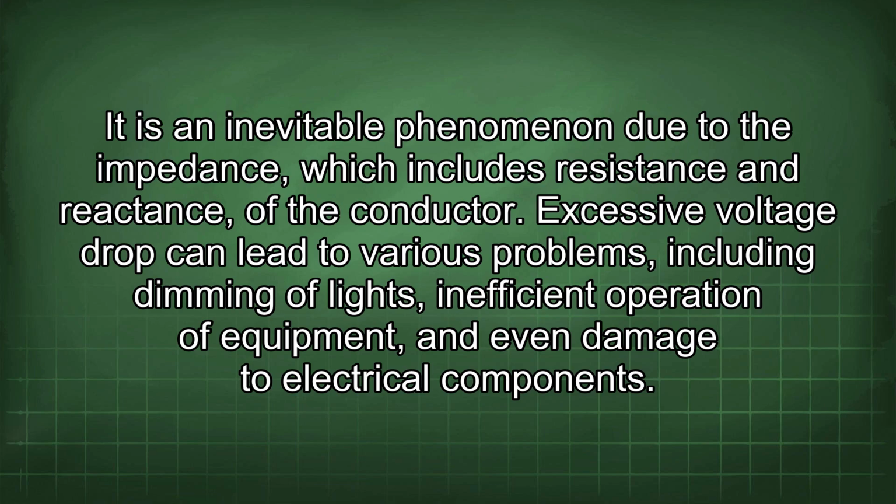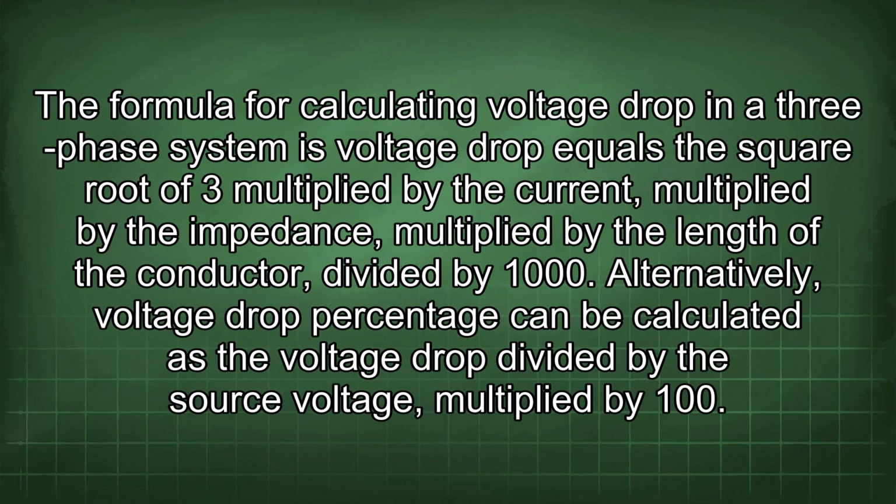electrical components. The formula for calculating voltage drop in a three-phase system is voltage drop equals the square root of 3 multiplied by the current, multiplied by the impedance, multiplied by the length of the conductor, divided by 1000. Alternatively, voltage drop percentage can be calculated as the voltage drop divided by the source voltage multiplied by 100.